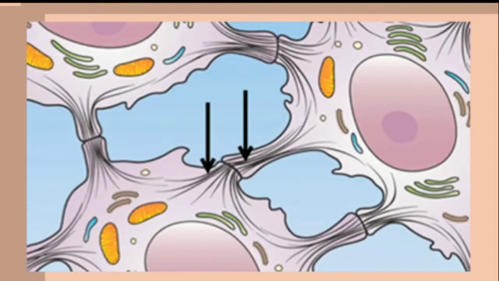So as you can see in the presentation, the long black lines connecting two skin cells together are types of cadherins, or the arrows. So cadherins, as you can see in the presentation, are the ones who hold the skin together.